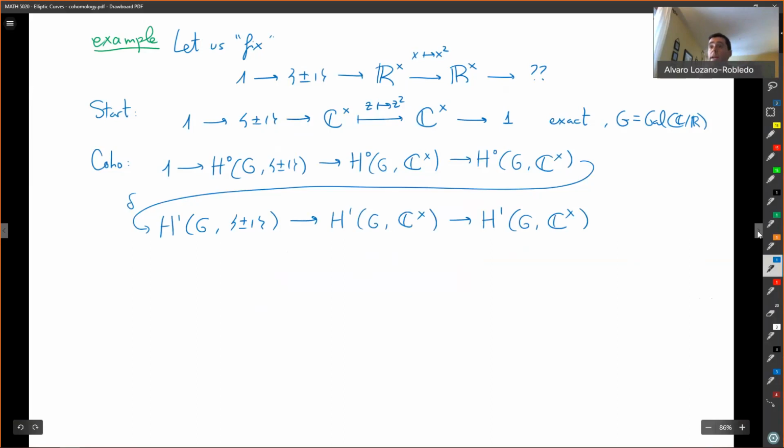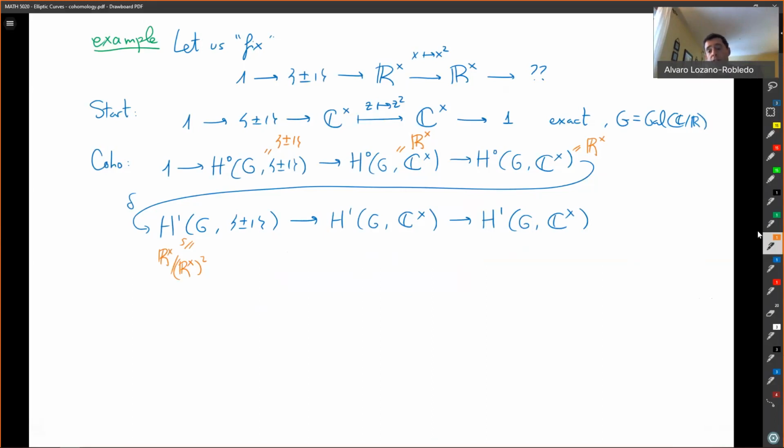Okay, so now this is the invariance on plus minus 1. G acts trivially, so this is just plus minus 1. Here, the invariants will be R cross. Here, the invariants are R cross. H1 of the Galois group of the complex over R going into plus minus 1, we just said that this is actually isomorphic to Z mod 2, and it is in fact isomorphic to R cross modulo R cross squared.